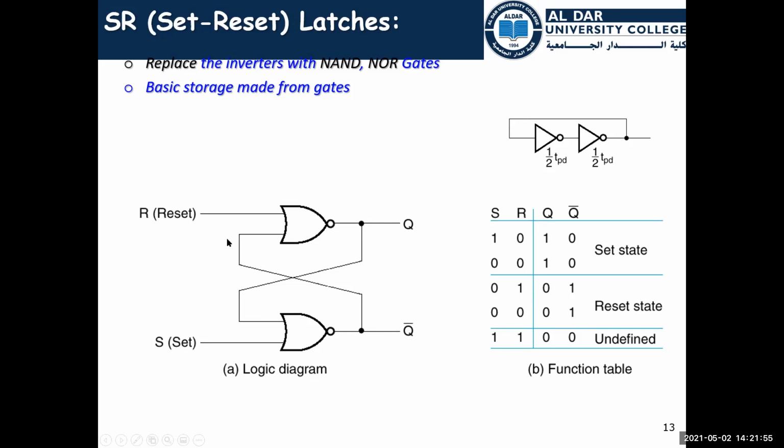SR latch. We have the input here, which we call the reset input, and we have the set input, which is this one. And we have here the Q, which is the previous state. The previous state will be changed to the current state. So this is the output, mainly the output, and this is the inverse of the output. If we have 0 here, this is going to be 1. If we have 1 here, this is going to be 0.